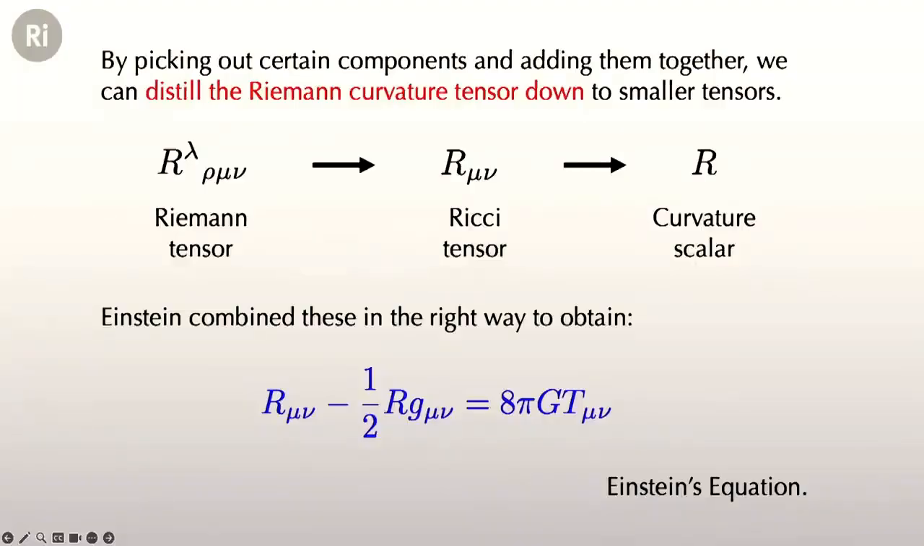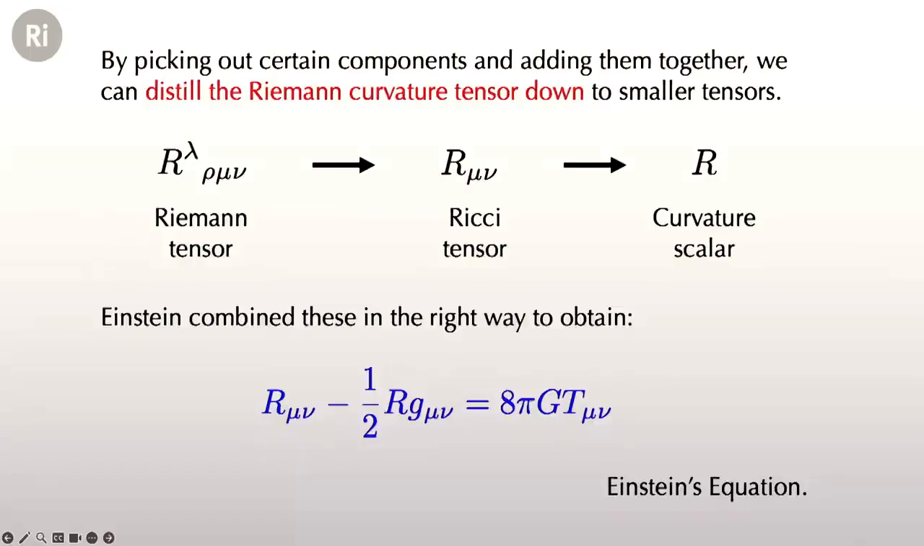R mu nu minus 1/2 R g mu nu equals 8 pi G T mu nu. That is the correct generalization of Newton's equation to the relativistic context, and we now call this Einstein's equation. You saw it a few minutes ago, but now you perfectly understand it.